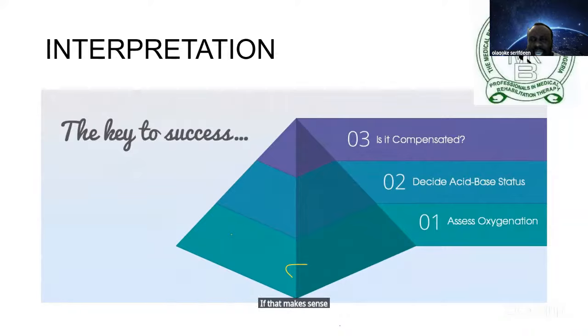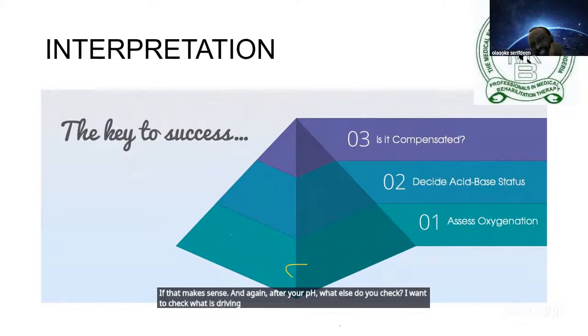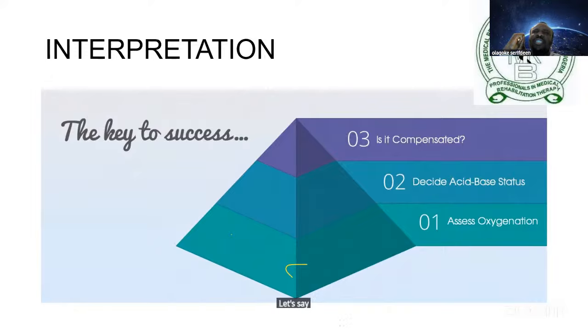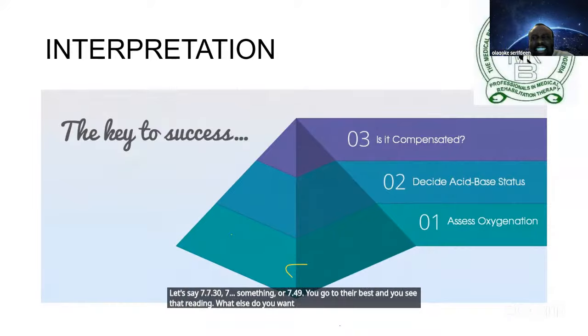And again, after your pH, what else do you check? I want to check what is driving that pH. What drives this particular pH? For example, somebody has, let's say, 7.30, 7.something, or 7.49. You see that reading. What else do you want to check? The next thing I'm going to check is their CO2.